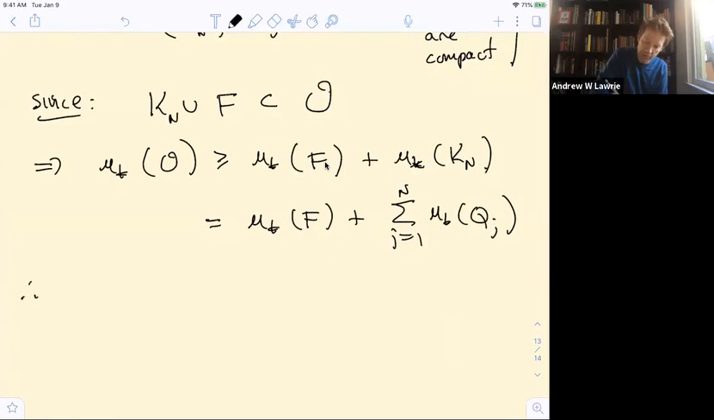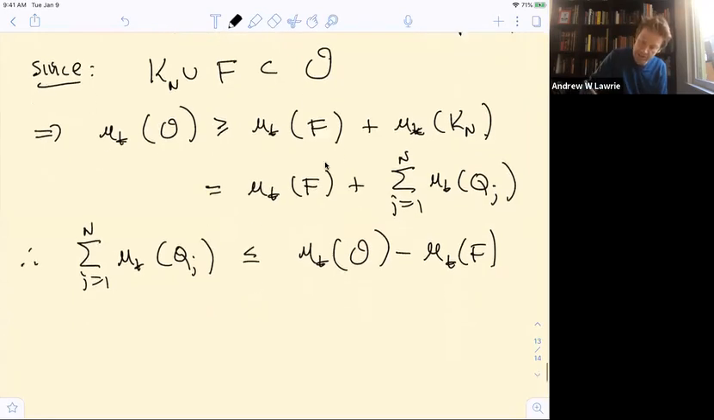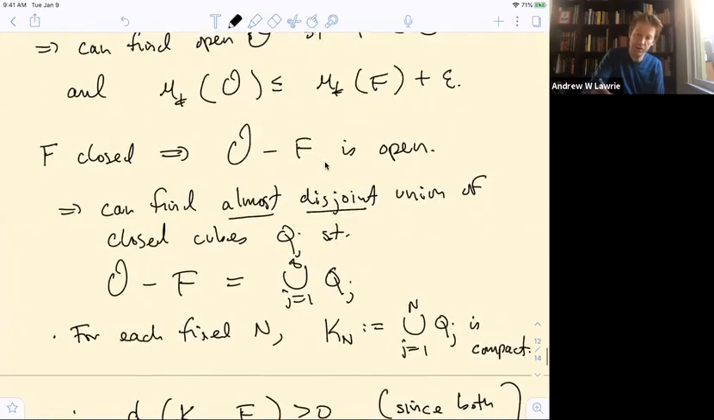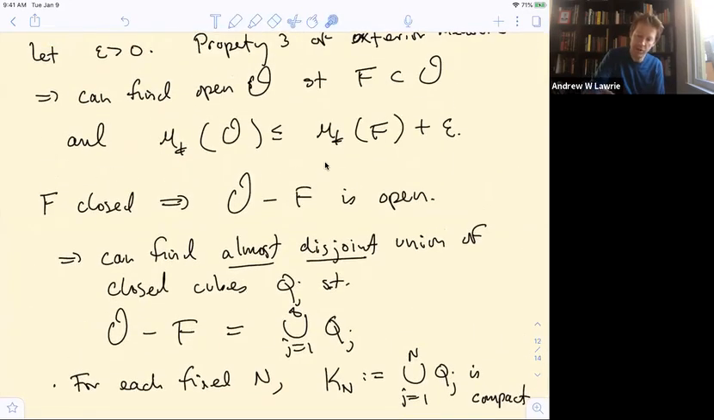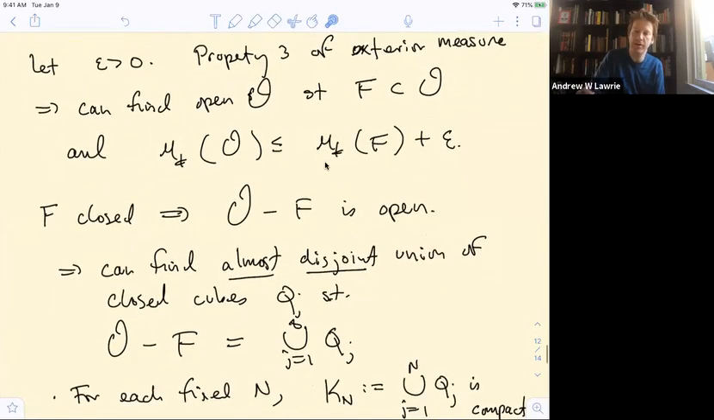And therefore, the sum from j equals 1 to n of mu star Qj is less than or equal to mu star O minus mu star F, which is less than or equal to epsilon by construction. Remember, this is how we chose O in the first place. It almost gave us the full measure, it almost realized the infimum.